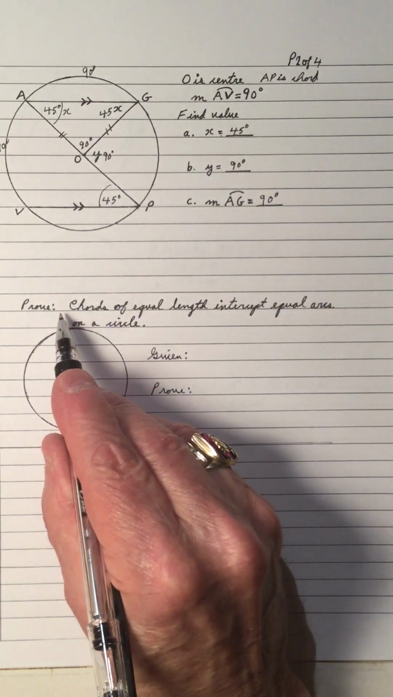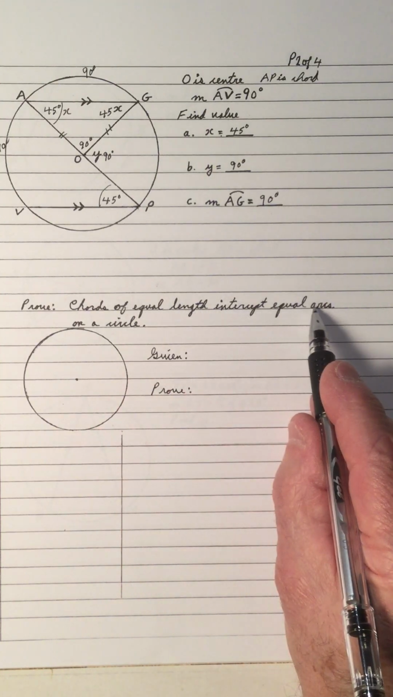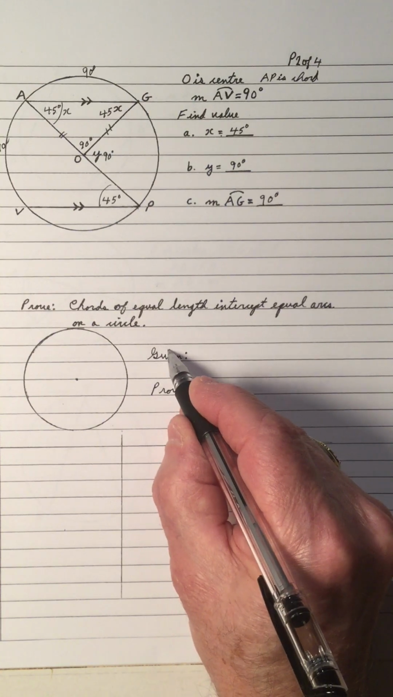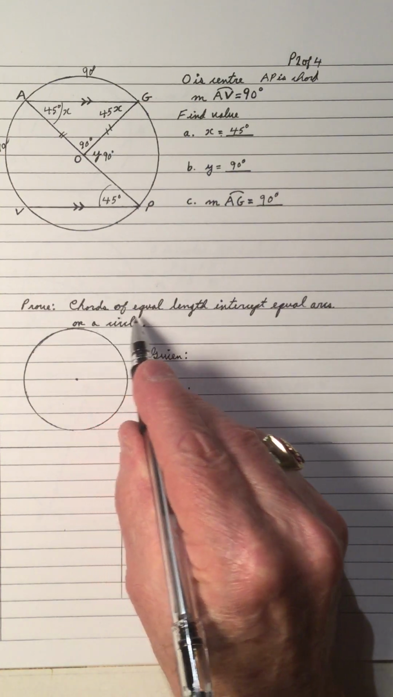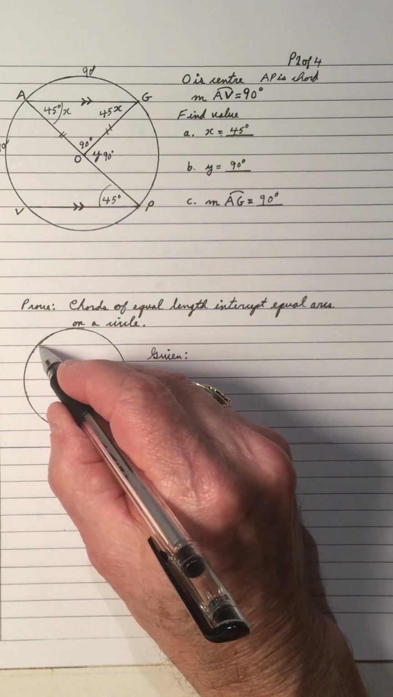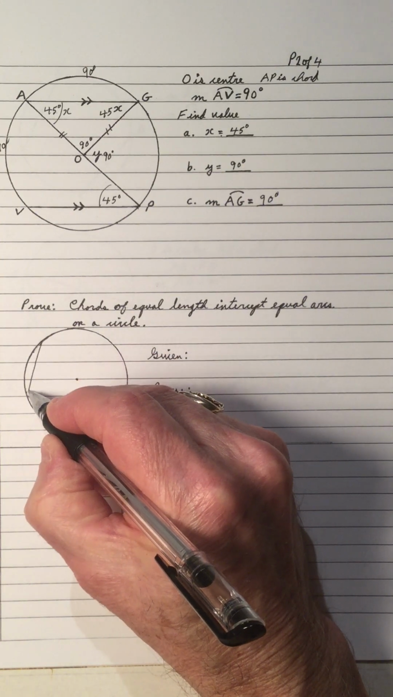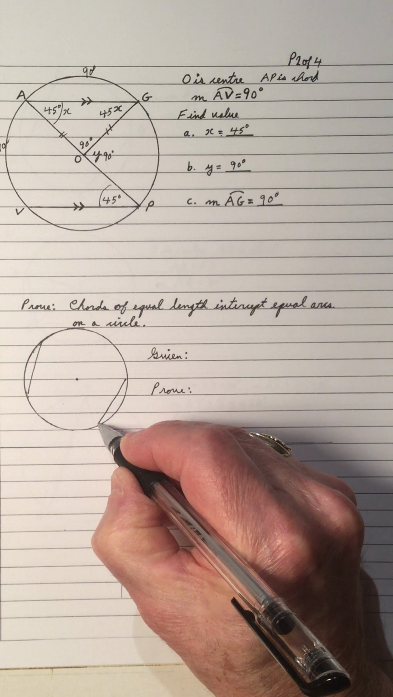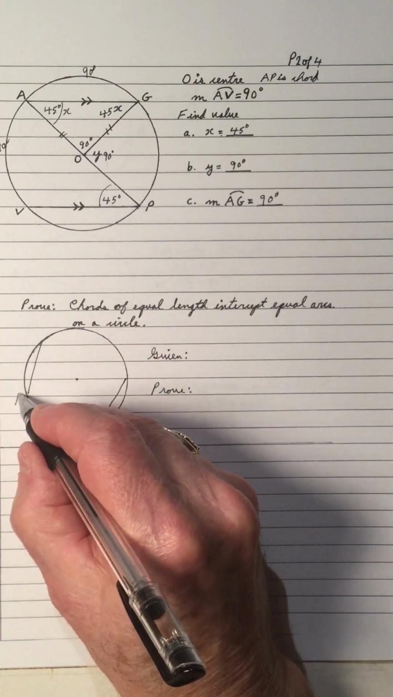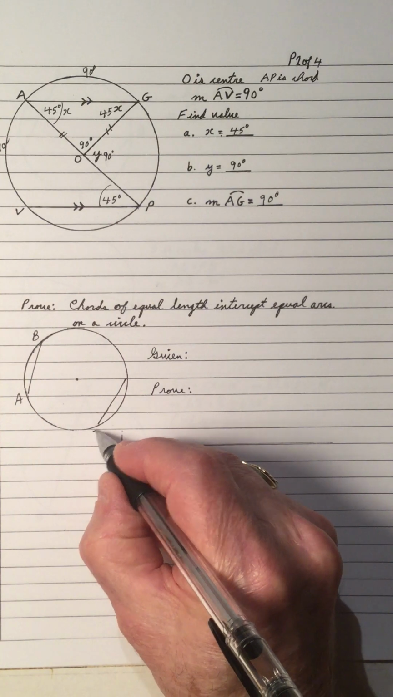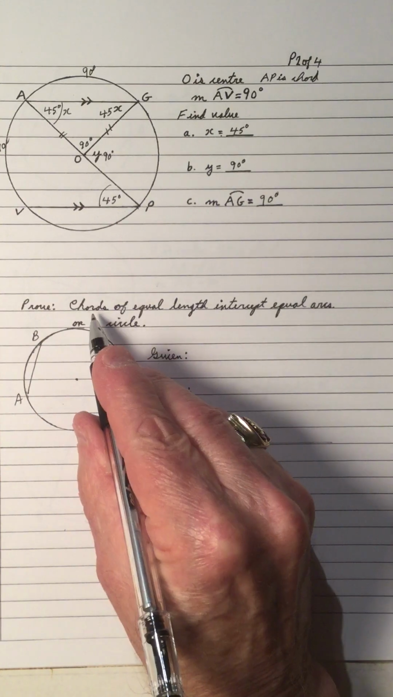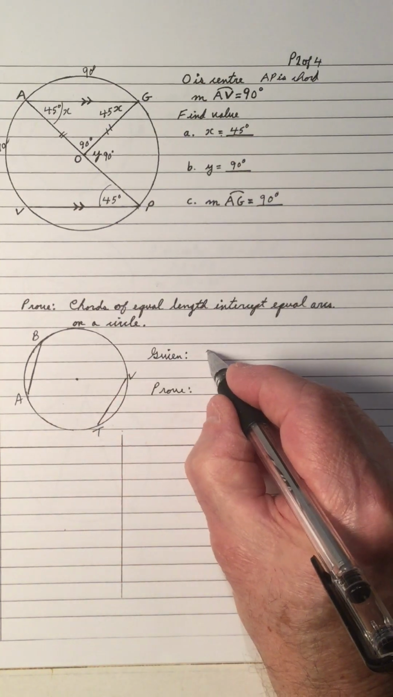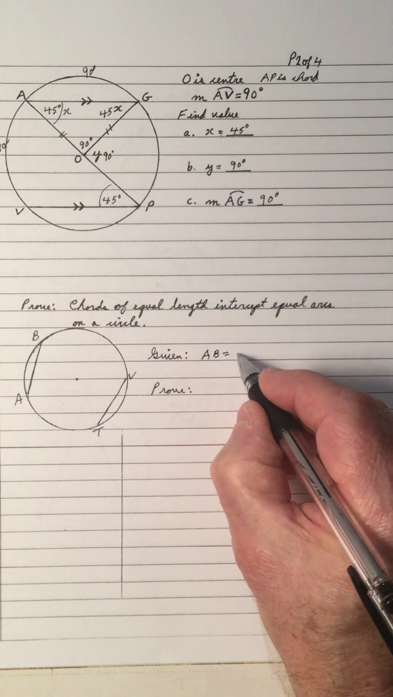Now we have another one here. Prove chords of equal length intercept equal arcs on a circle. So we're given, let's do a formal proof now, chords of equal length. So let's draw two chords. Let's draw this chord and, let's say, this one. So let's call this chord AB and call this one TV. So chords of equal length. So that means this is a chord and this is a chord. So that means that AB is equal in length to TV.